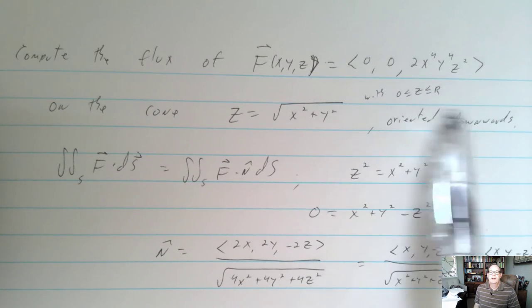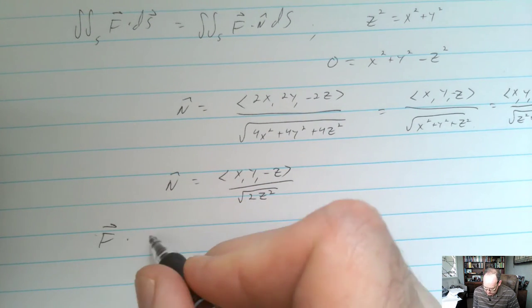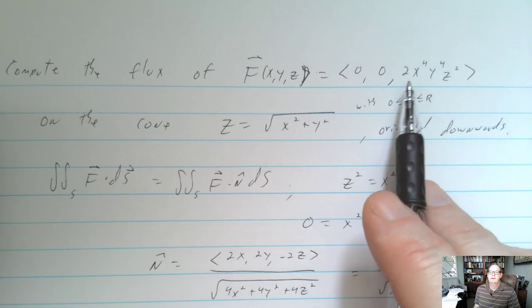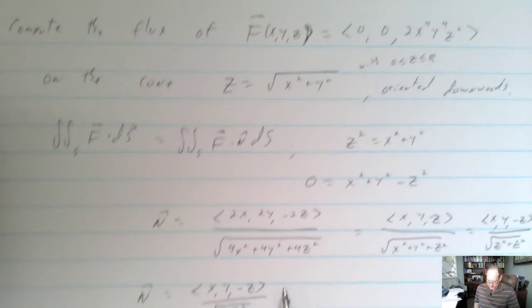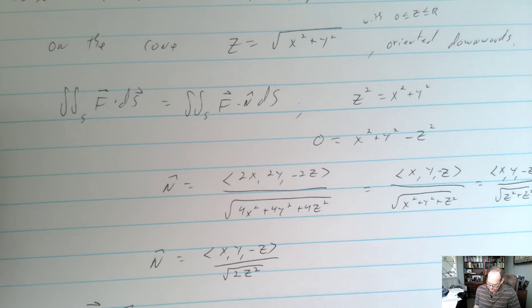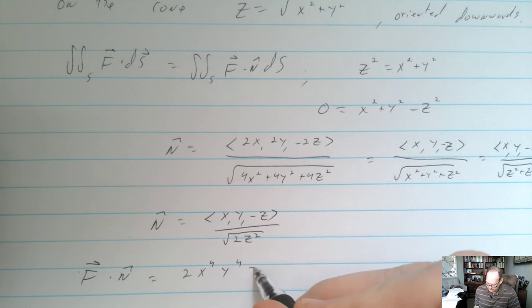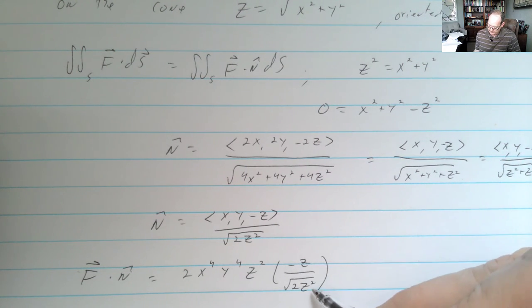Let's do our dot product. Nice and simple. Well, 2/3 of it will be. So of course we got 0, 0. Those will cancel. Then this times negative z over square root of 2z squared. So we're going to get 2x to the 4th, y to the 4th, z squared, and then times negative z all over square root of 2z squared. And z is positive, right?